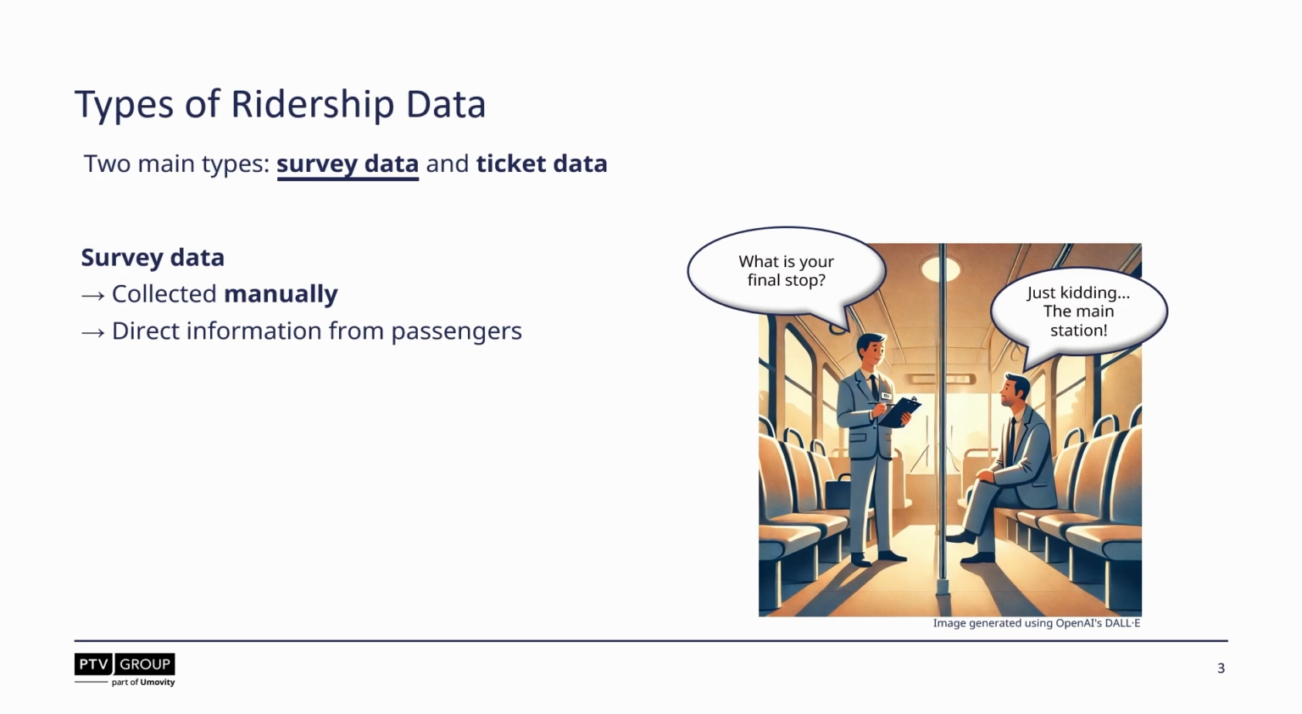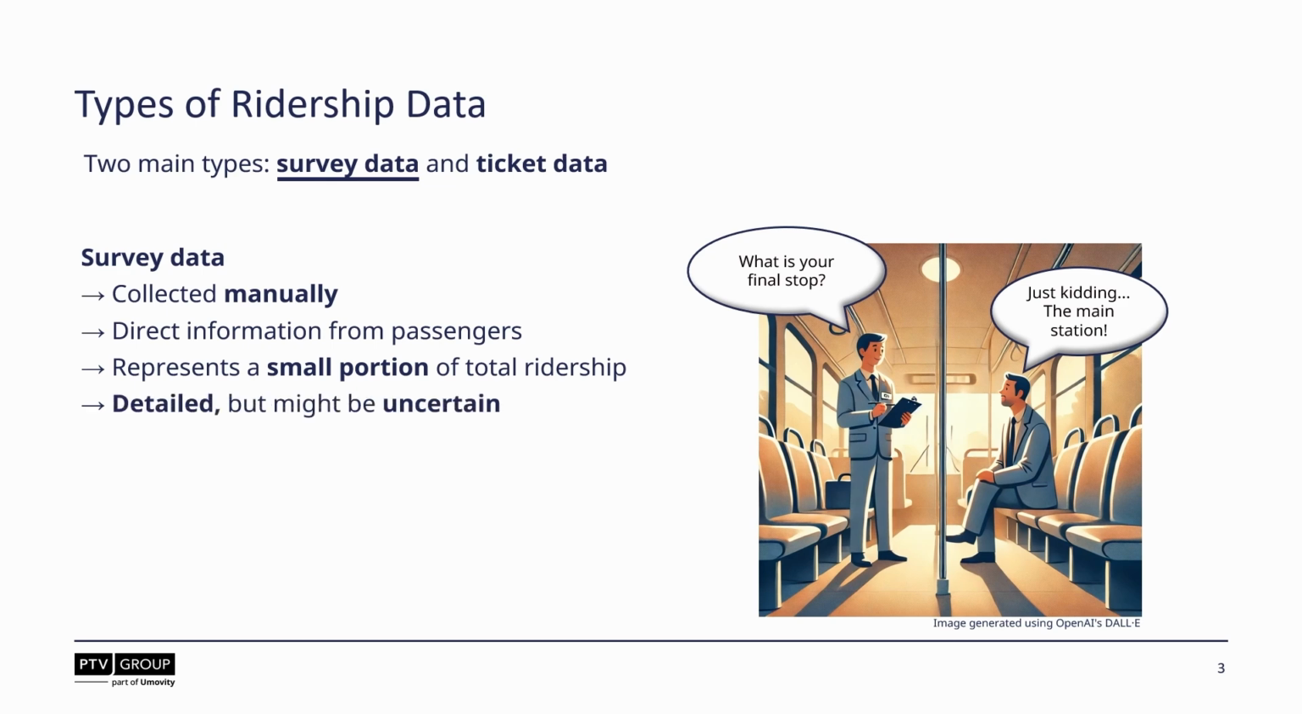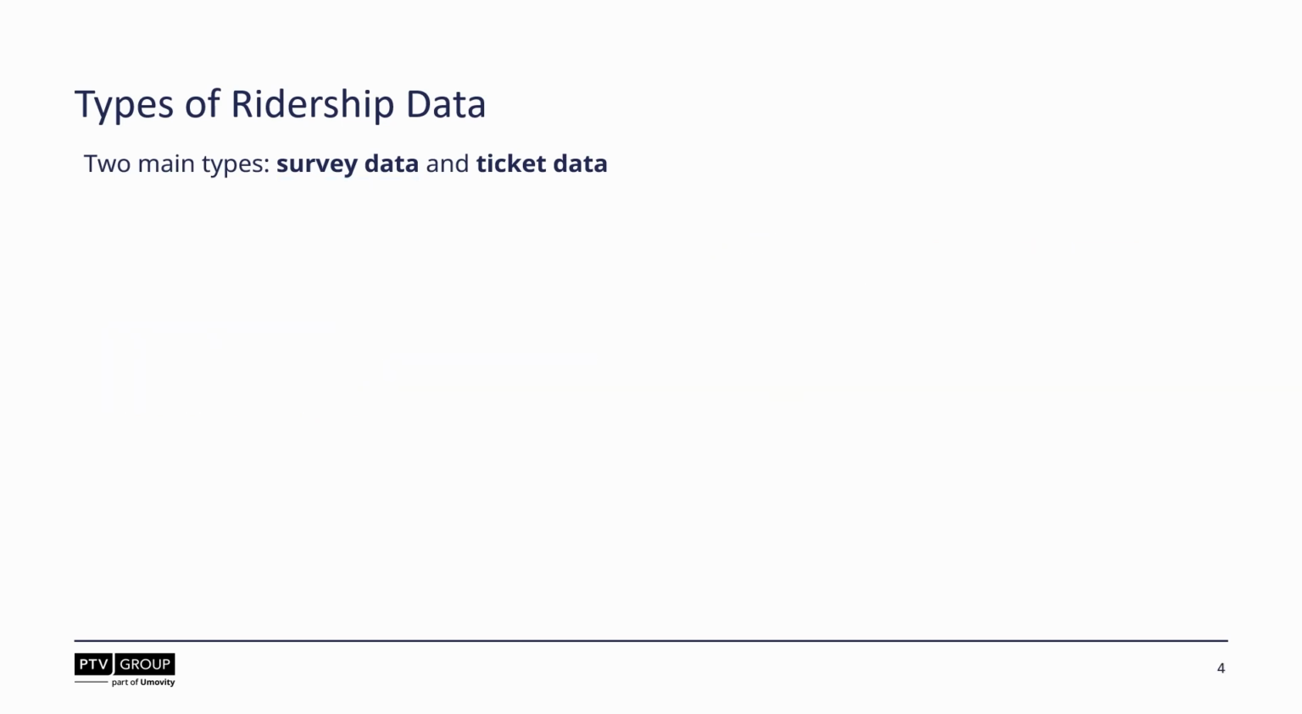However, there are some limitations to consider. Surveys require a lot of time, planning, and human resources, and the data collected only represents a small portion of the total ridership. While the interviewer gathers detailed information from passengers, this information is rather uncertain. We don't truly know the passenger's actual journey. What they plan to do and what they actually end up doing can be different, and their travel plans may also change. The other type of data is ticket data.